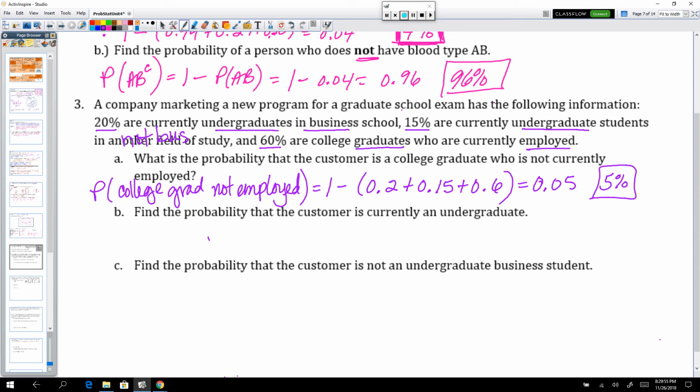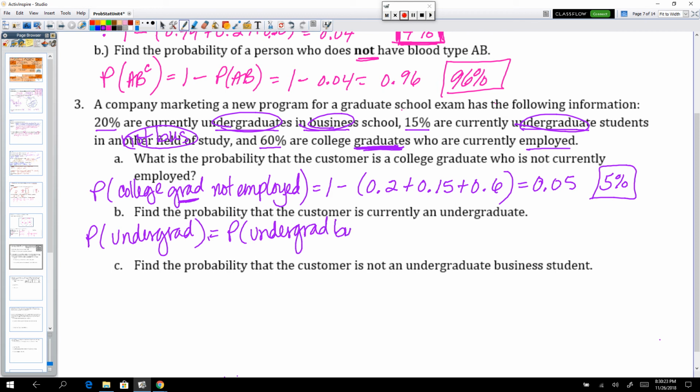Find the probability that the customer is currently an undergraduate. Now again, we're not talking about college graduates that are employed. We're not talking about college graduates that are not employed. We're only talking about undergraduates in business school and undergraduates not in business school. So to find the probability of an undergrad, that's the probability of undergrad biz plus the probability of undergrad not biz. And you could have put your little C if you want to get fancy. Undergraduate not business, or other.